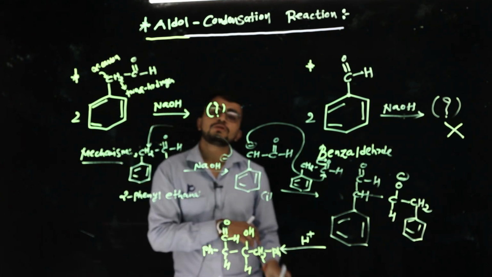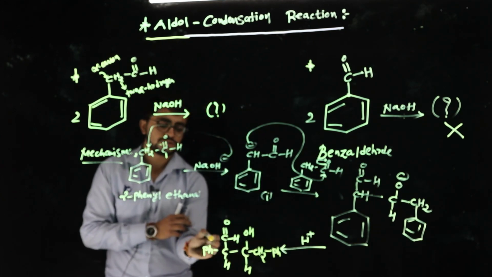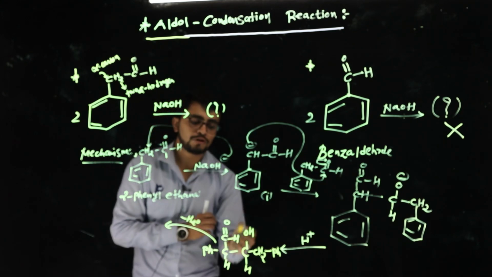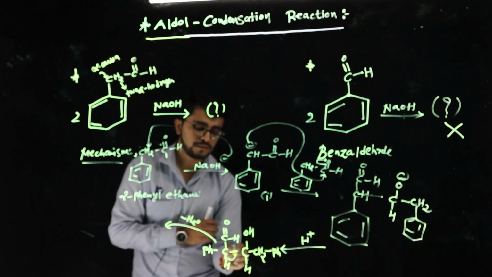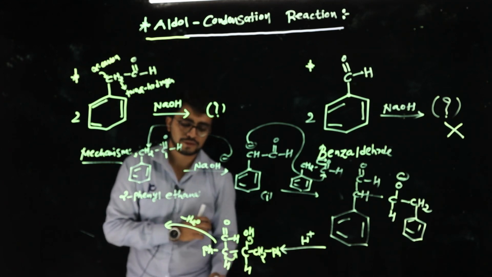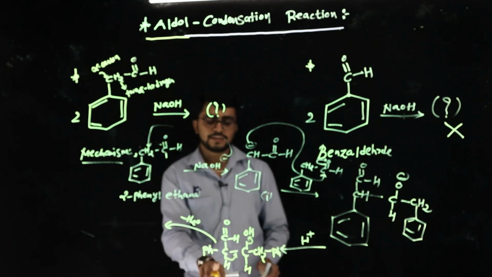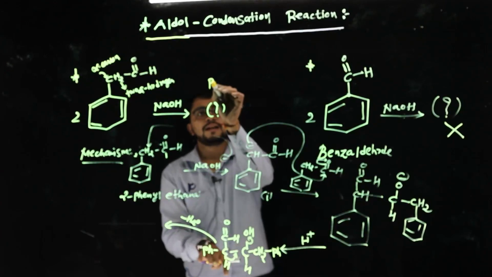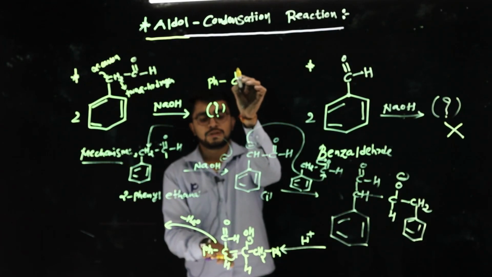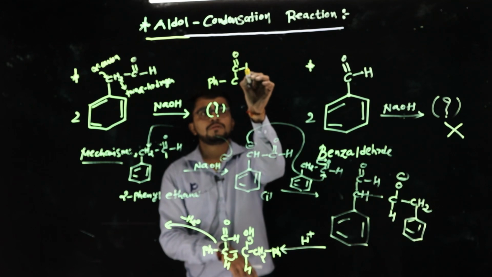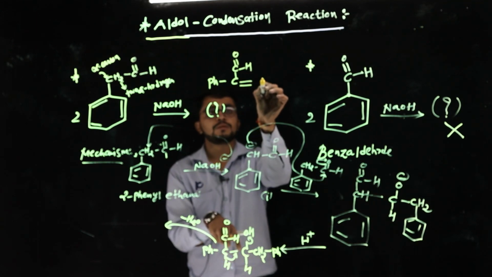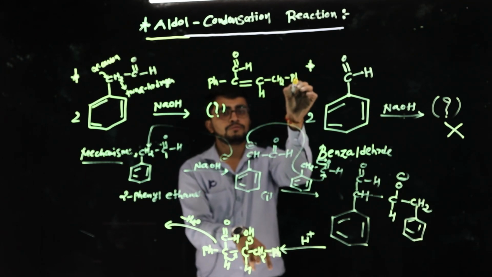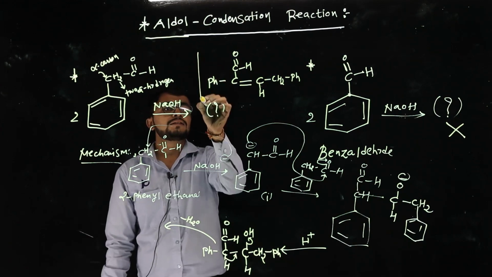After the dehydration of this product, the last step is minus H2O molecule, so removal of a water molecule from this side. So what is the final product of this reaction? See this, what I write down as the product: phenyl CH double bond C, CHO, and CH2 phenyl. So this is the final product of this compound.